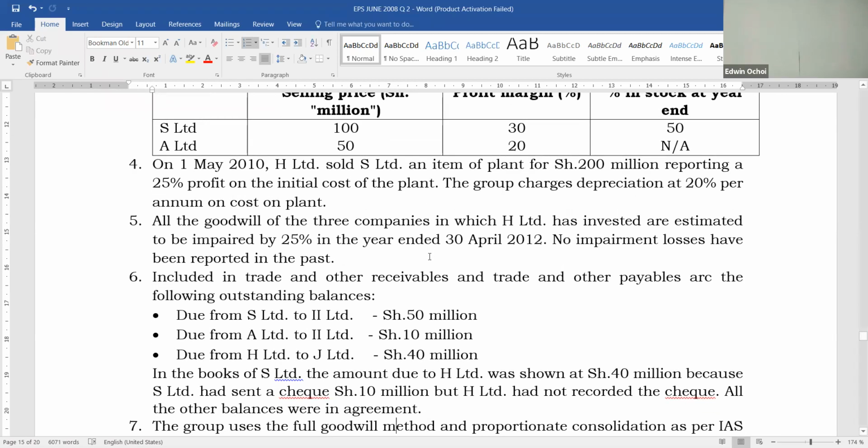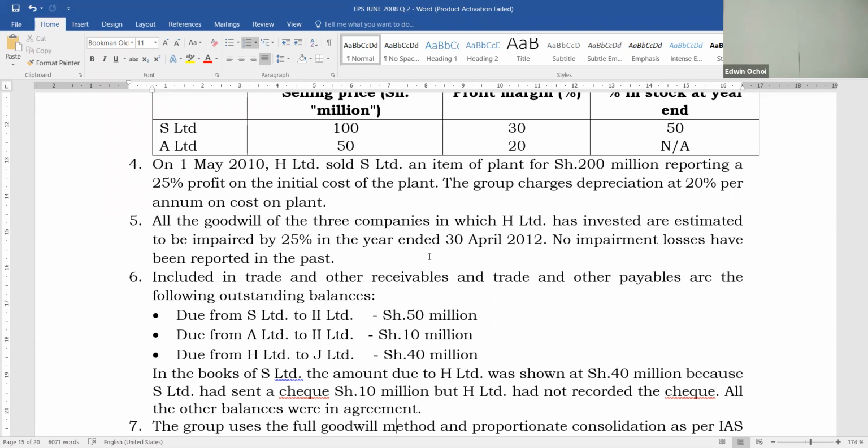Number 5, all the goodwills of the 3 companies in which H Limited has invested are estimated to be impaired by 25% in the year ended 30th April 2012. No impairment losses have been reported in the past. So all the goodwill which H will get will be impaired by 25%.